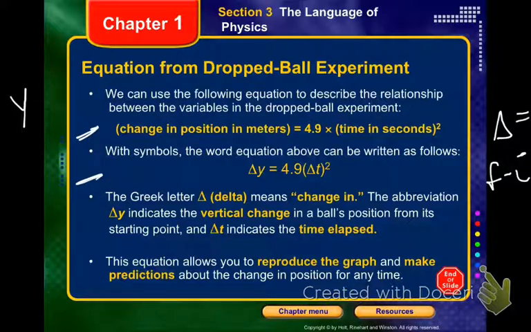And then again, lower t right there for the rest of the year is change in time. So anytime you see that lower italicized t, it's talking about time. What is Y? Y is your change in vertical position.